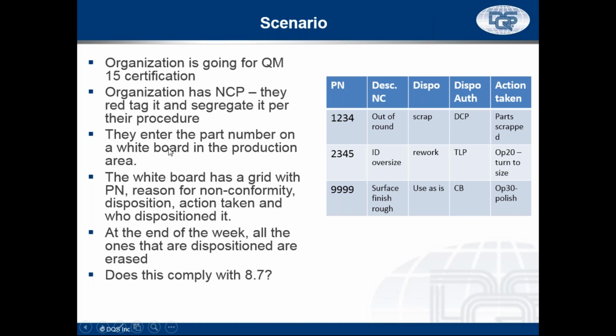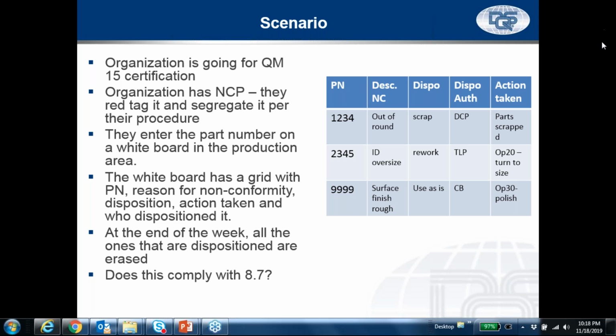Now, when they have non-conforming product, they have a whiteboard out on the floor. It's in the production area. And on that whiteboard is the grid you see here. They record the part number, they record the description, their disposition, who did it, the authority, and the action that was taken. So far, it sounds pretty good. At the end of the week, all the ones that are dispositioned are erased. Does it comply with clause 8.7?